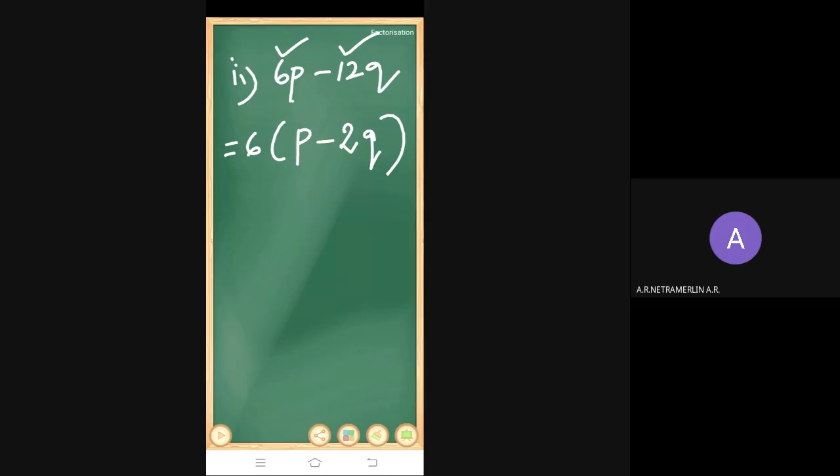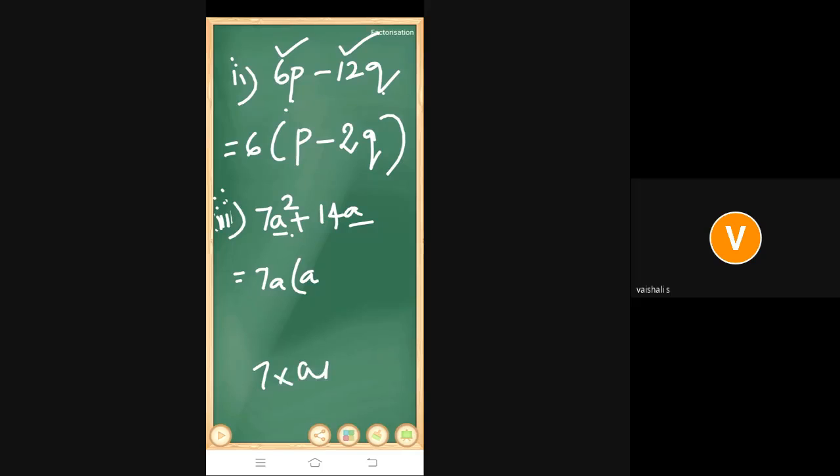Okay. Now see third sum. Third sum, 7a square plus 14a. So here, both will come in which table, children? Seventh table. Then the variable is also common. So the least power is what? a. Let us take a commonly out. So 7 went out. Out of 2 a's, 1 a is lying out. So the remaining 1 a will be lying inside. 7a square means 7 into a into a. So we have taken 7a outside.